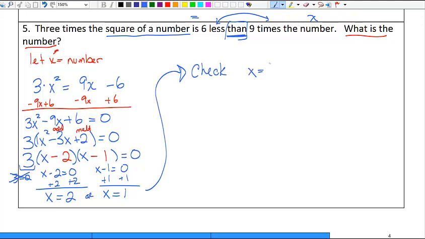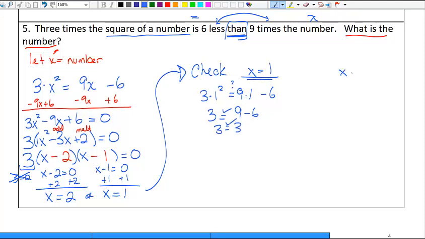Let's check x equals 1. That's the unique distinct answer. So if we try 1, what happens here? Well, 3 times the square of a number, so 3 times 1 squared, is 6 less than 9 times the number. So 9 times my number 1, less 6. Let's see if that actually works. So 3 times 1 squared is 3. 9 times 1 is 9 minus 6. It truly does work. 3 equals 3, so that one does work.